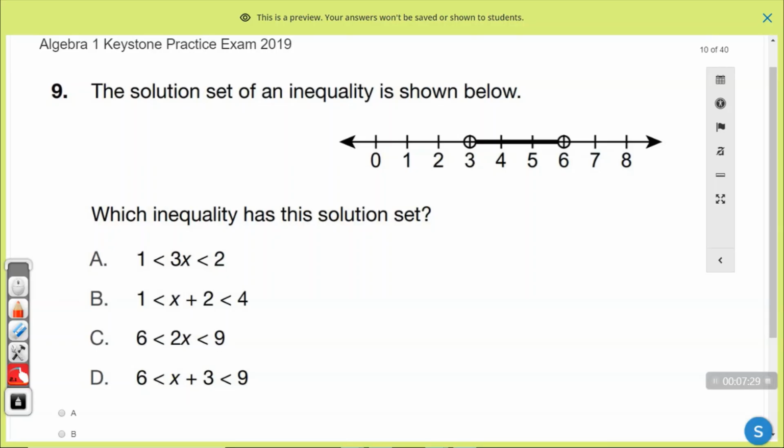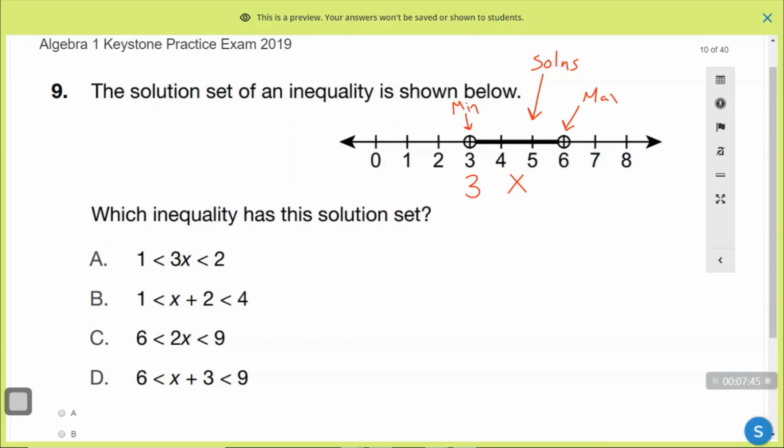Notice that I have a compound inequality where I have my solution set, x, in the middle. I have a minimum value, which would be 3, and a maximum value, which would be 6, my upper and lower boundary. Whenever we have a compound inequality with our solution set in the middle, we'll always use less than symbols, showing that 3 is less than x, which is less than 6, because 3 is less than 6.